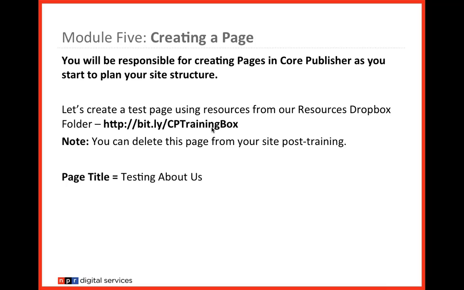There are a few things from the training box you're going to want to grab from that resources training folder. The first is that there is a text file in there. You want to double click and open that now. We're going to be copying and pasting from that. And also there's a logo that we're going to be uploading, and our page title is going to be testing about us.